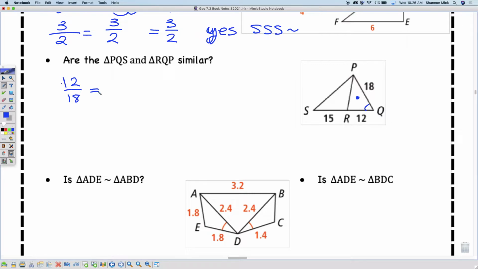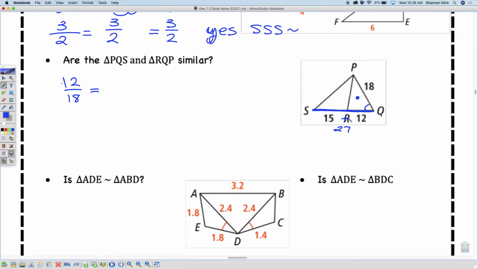Okay, so 12 is the shortest side of PQR, correct? So what is the shortest side of PQS that I know? Well, SQ, what is SQ? That's the whole thing. Well, the whole triangle, what is this side? How much is that? 27. Because 15 plus 12 is 27. Correct? So we have 27 and 18.